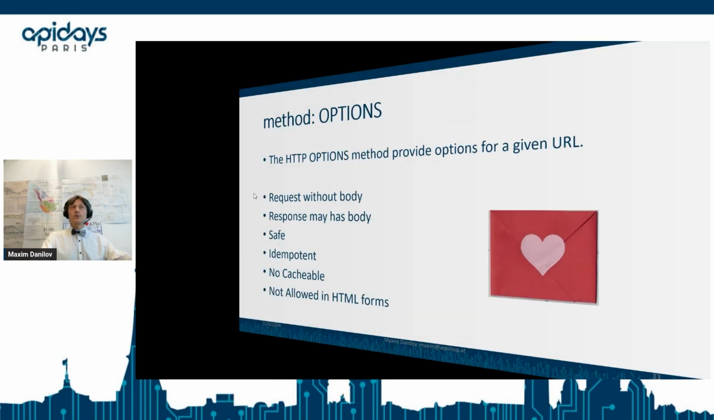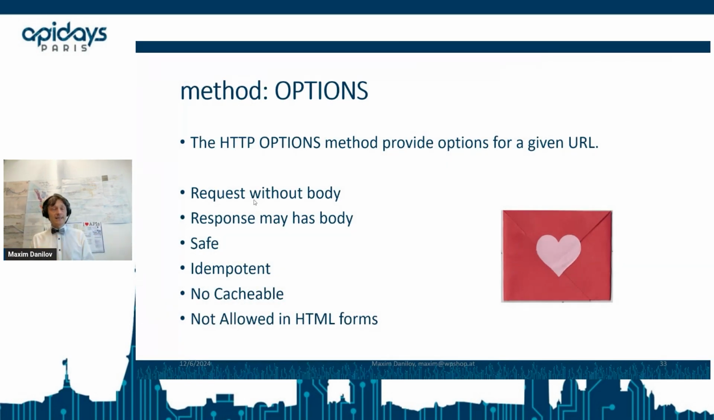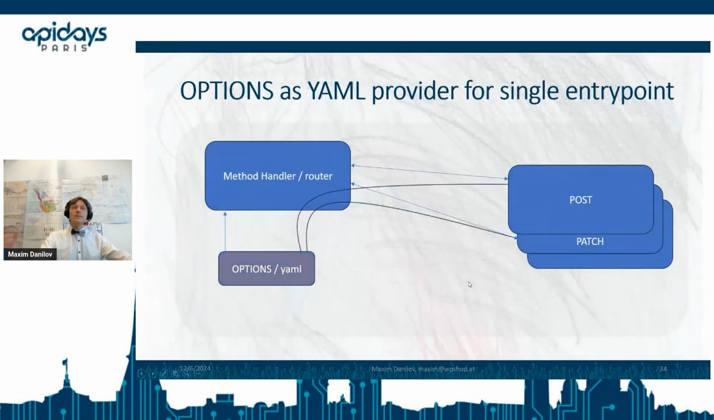And what is method OPTIONS? HTTP method OPTIONS is exactly what I need. I can send a request without a body. I can get a response which can contain a body. It is safe. It's idempotent. It's not cacheable, not allowed in HTML forms. It's exactly what I need for development. And how does it work? Simply, the request method OPTIONS view collects a YAML file, a generated YAML file for a single entry point.